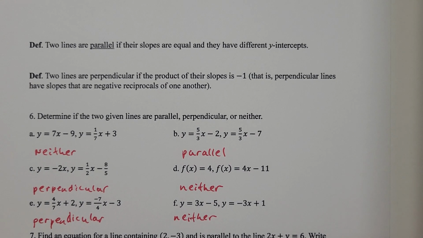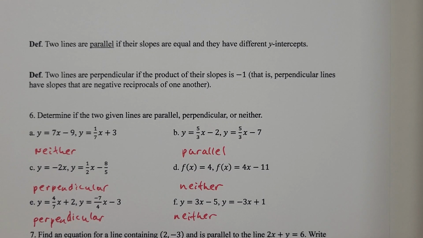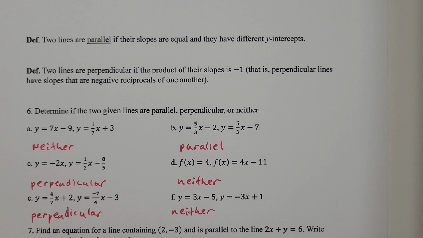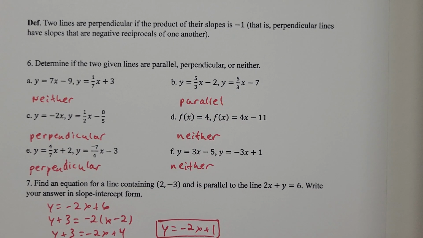Go to the next page there. So on this next page, I'm talking about parallel and perpendicular lines. It says that two lines are parallel if their slopes are equal and they have different y-intercepts. Two lines are perpendicular if the product of their slopes is -1. So that is, perpendicular lines have slopes that are called negative reciprocals of each other. All right, problem 6 is where they want us to determine if the two lines are parallel, perpendicular, or neither.